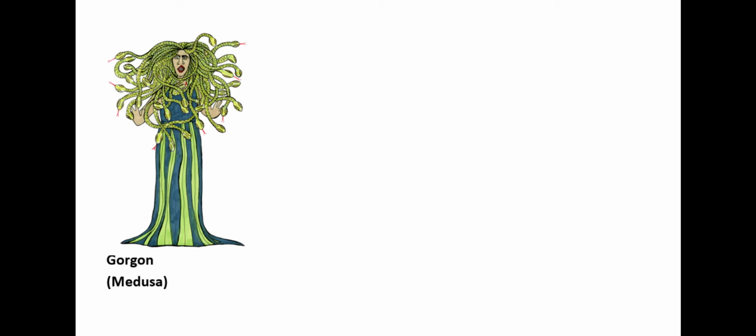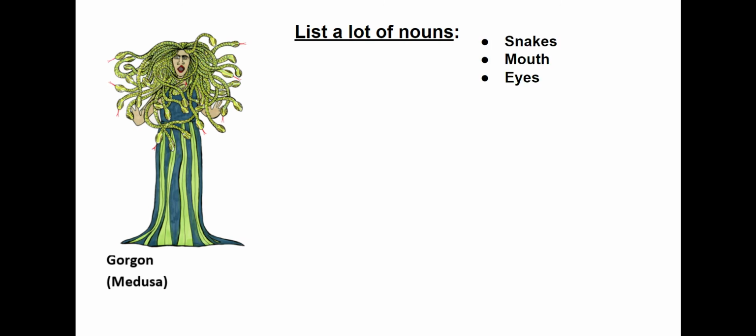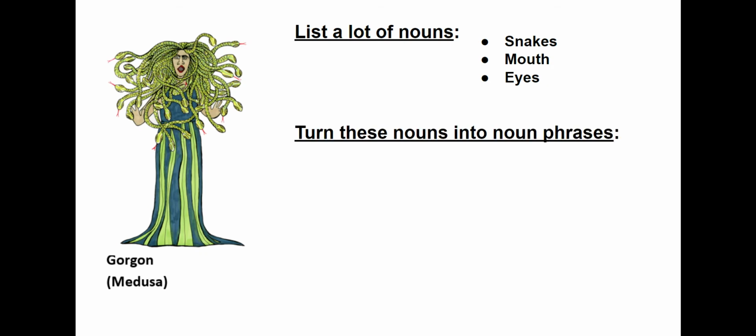So the first thing you'll need to do is list some nouns that you can expand on, all right, relating to your character. So I've listed snake, mouth, eyes. There might be a few more there that you'd like to include. Then what I'd like you to do is to expand on these nouns and turn them into noun phrases. So thinking about what are some relative clauses you could use, what are some determiners, what are some prepositional phrases, and of course, what are some powerful adjectives or adverbs that you could include to describe those nouns.